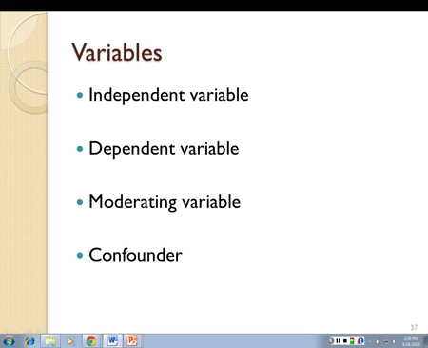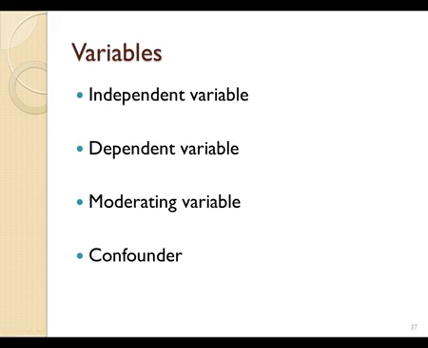Now, confounding occurs when the relationship between two variables can be explained by the presence of a third variable. For example, there's a strong association between alcohol use and lung cancer. However, this association disappears when you take into account smoking. Smoking is a confounder in the relationship between alcohol and lung cancer.